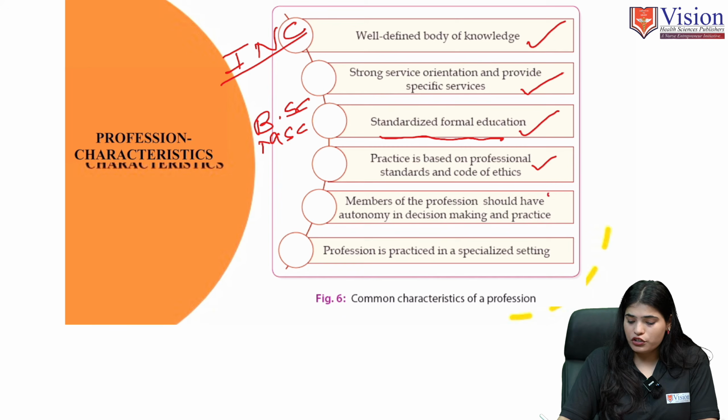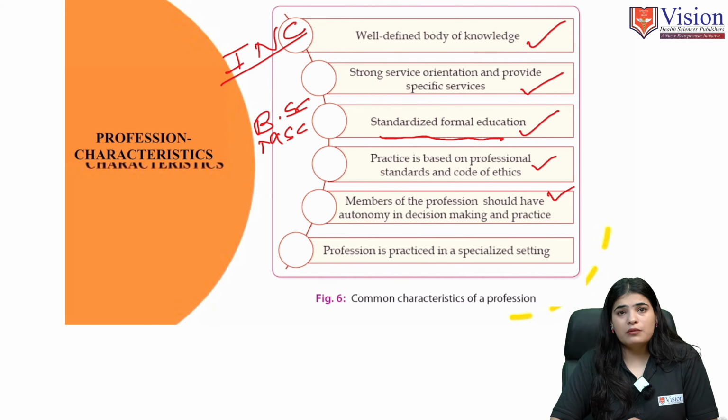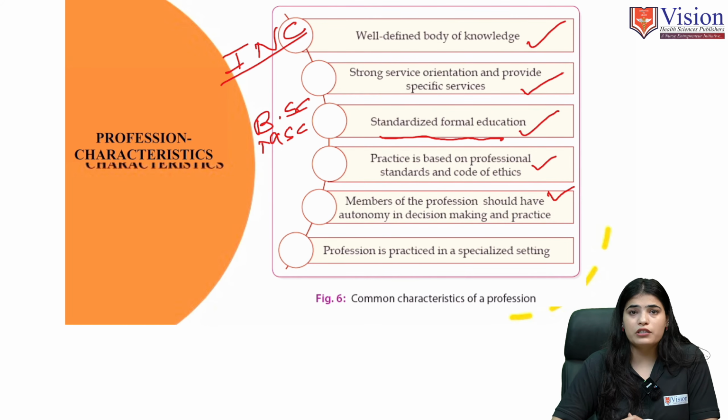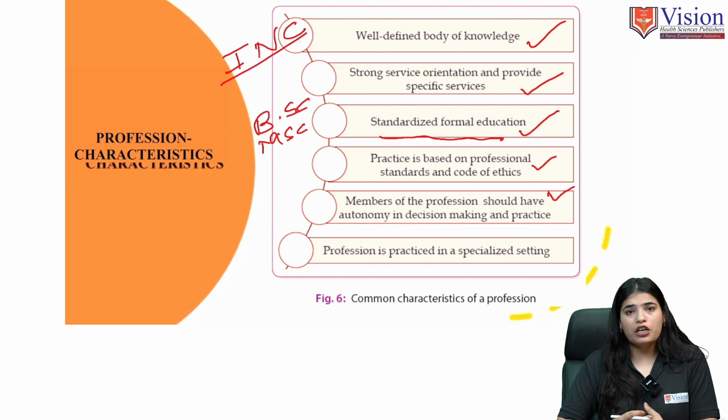Members of the profession should have autonomy in decision making and practice. So yes, nurses have the autonomy in decision making. They are accountable for their decision making, and they are responsible for their decision making. Whatever care they are providing to the patient, they have to be accountable for that.